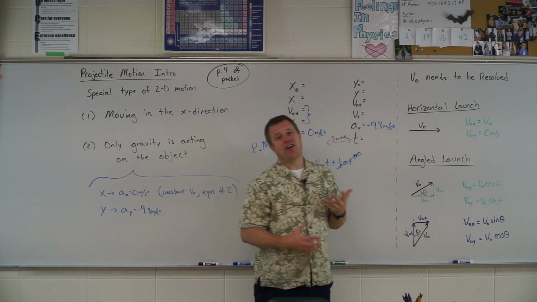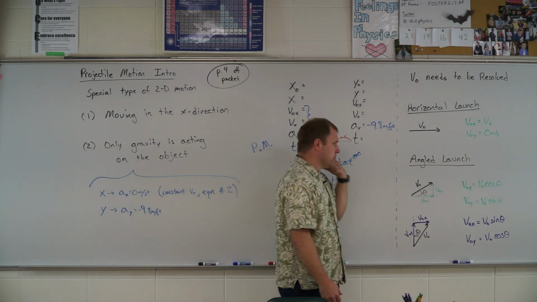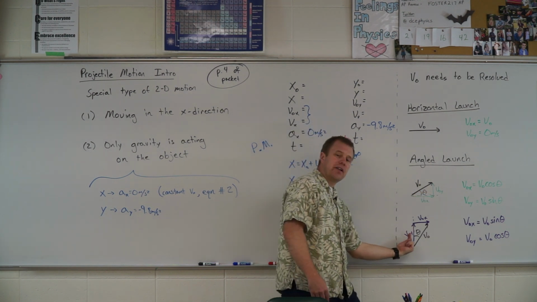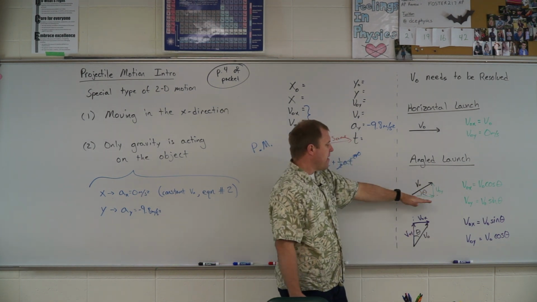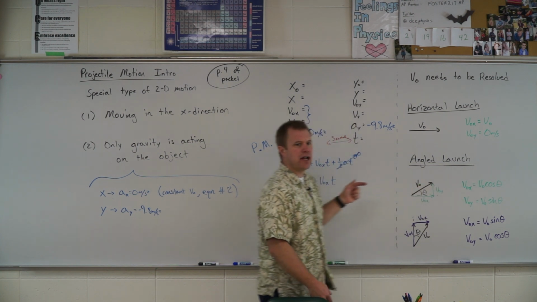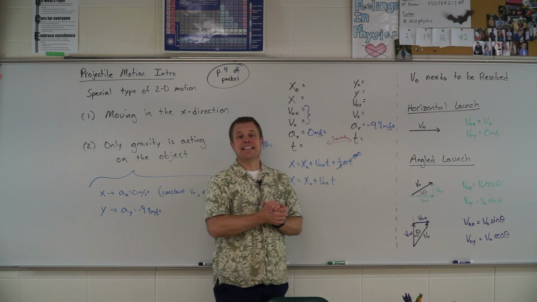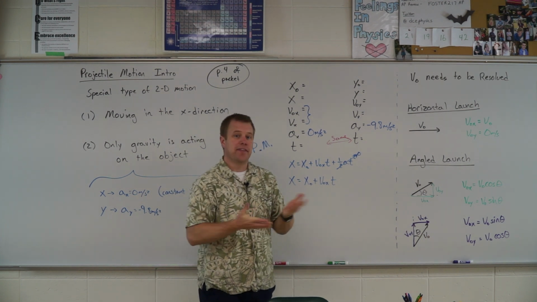If it's an angled launch, now I've got to do a little trig. So I have to identify what the angle is. Is it relative to the horizontal or is it relative to the vertical? And then find those components of the initial velocity so that I can plug them into my equations. All right, so let's get into some examples in the next video, of course.